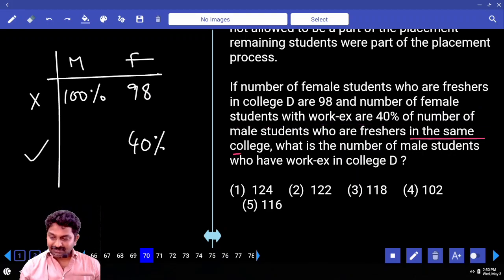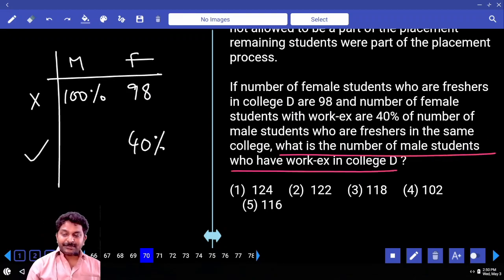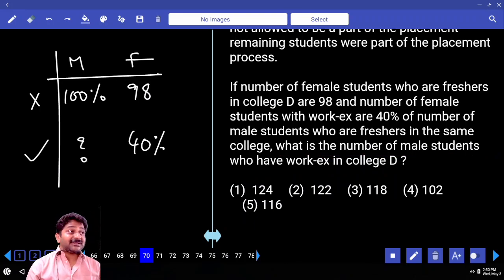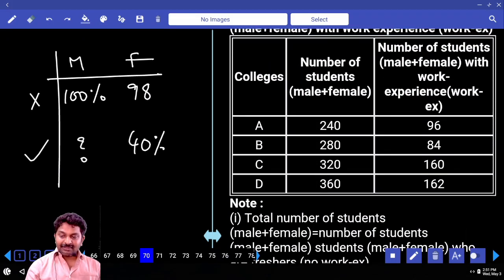In the same college. Okay. What is the number of male students who have work experience in college D? That means they are asking about this number only? This is about college D. Look for college D. How many students are there?